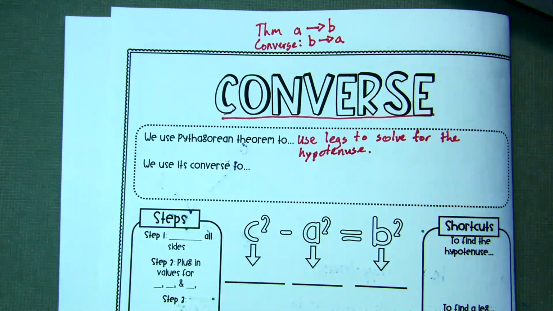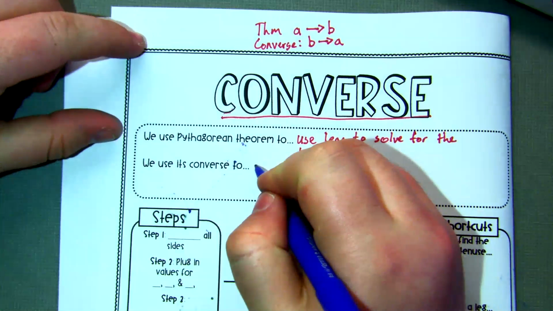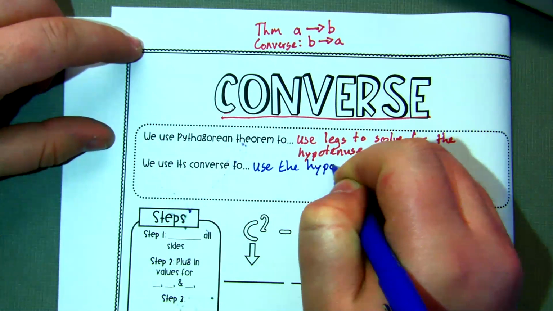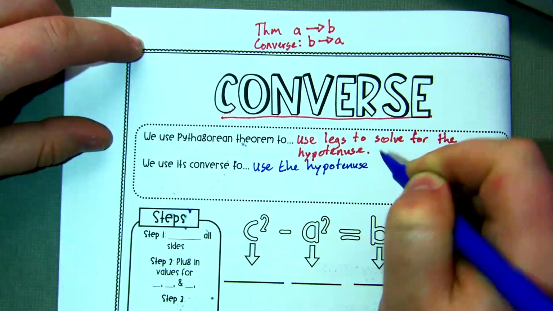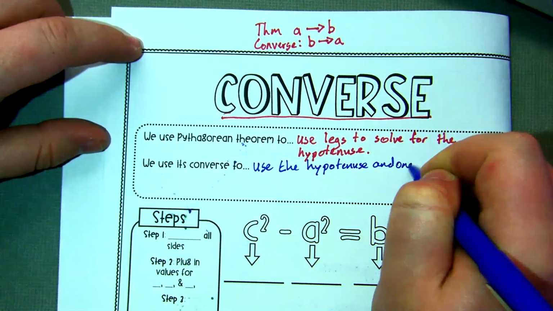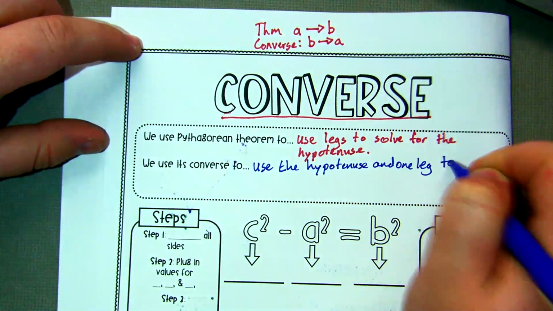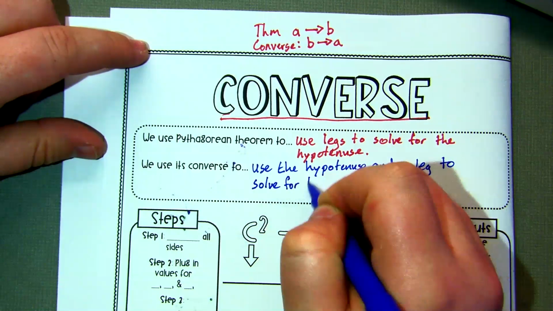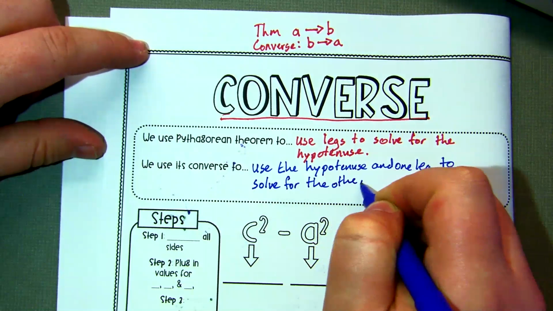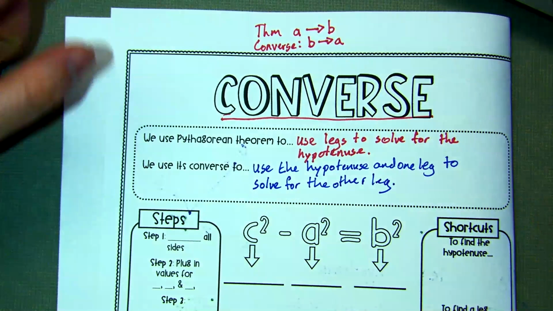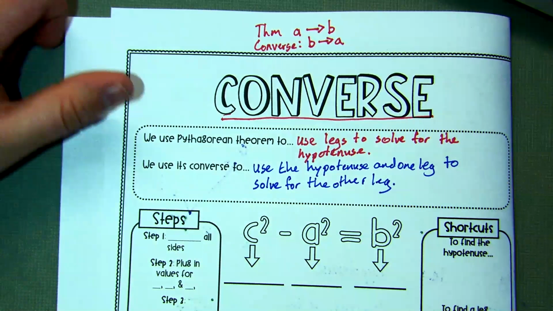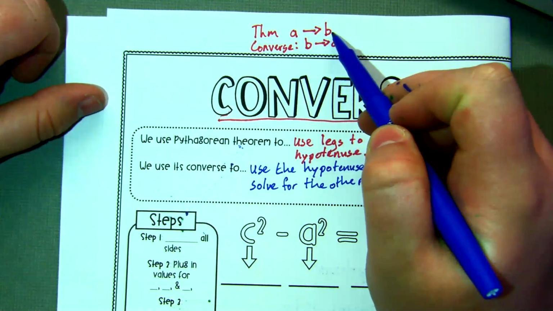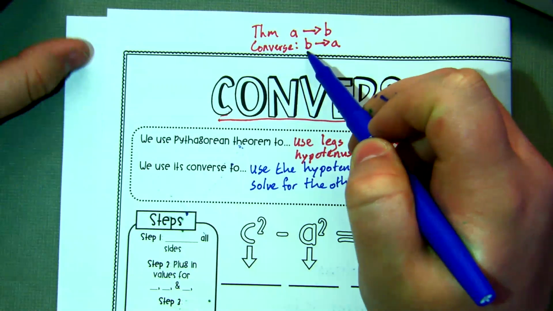We use its converse to use the hypotenuse and one leg to solve for the other leg. So our Pythagorean theorem goes from legs to hypotenuse. Our converse goes from hypotenuse to leg.